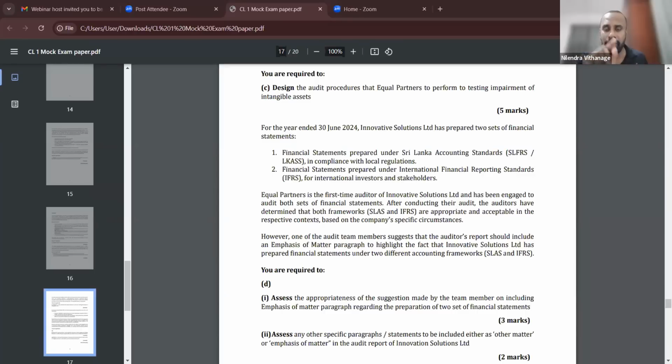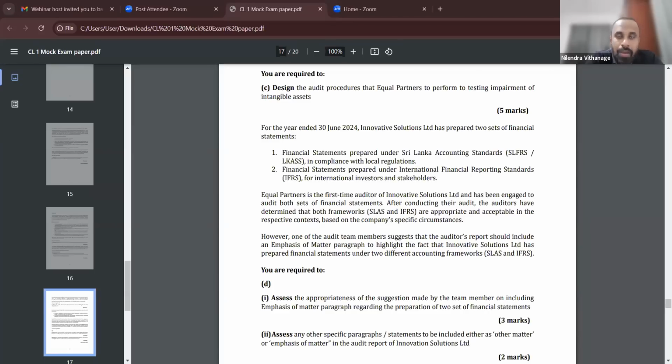An emphasis of matter paragraph has to be included, because there is a special purpose framework driven set of financial reporting statements. Emphasis of matter paragraph. No modification because the financial framework has been adopted. Since the framework has been adopted, no modification, only an emphasis of matter that these people have prepared two sets of financial statements. An other matter paragraph also has to be included. Why? Sri Lanka Auditing Standard number 706, other matters. Why? Part 2.